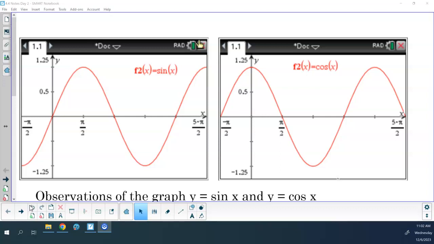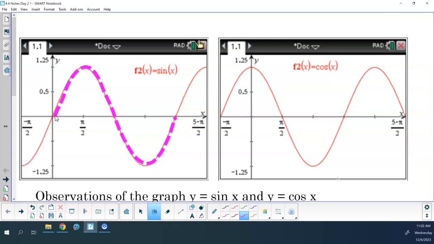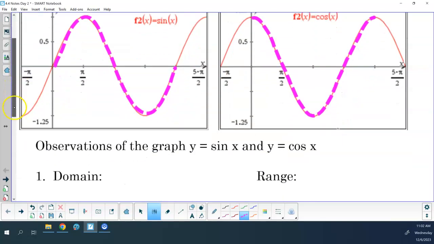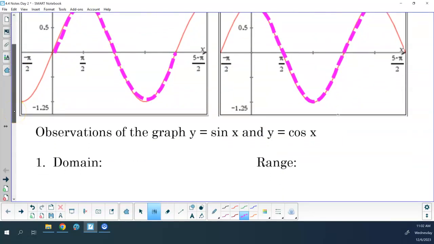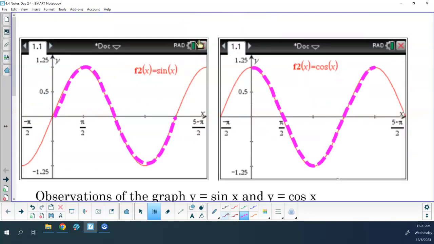I'll trace over here the first lap wave. So sine we started with. So our first lap wave is that one there. And our first lap cosine wave is there. Okay? So what are some of the observations that we can come up with? Well, we've got about, I think, 7 or 8 different ones down here. What can you tell me about the domain of sine and cosine?